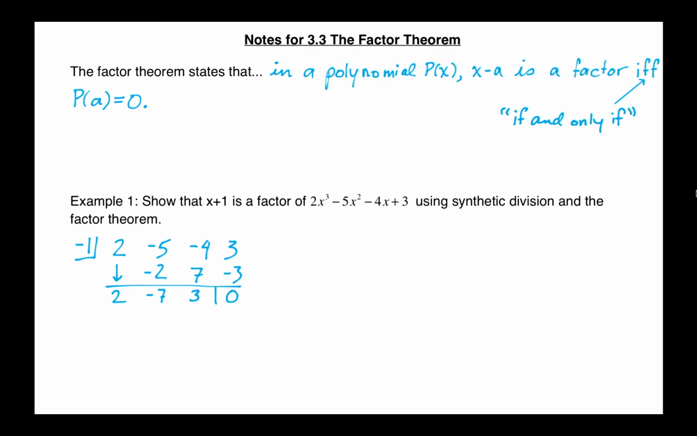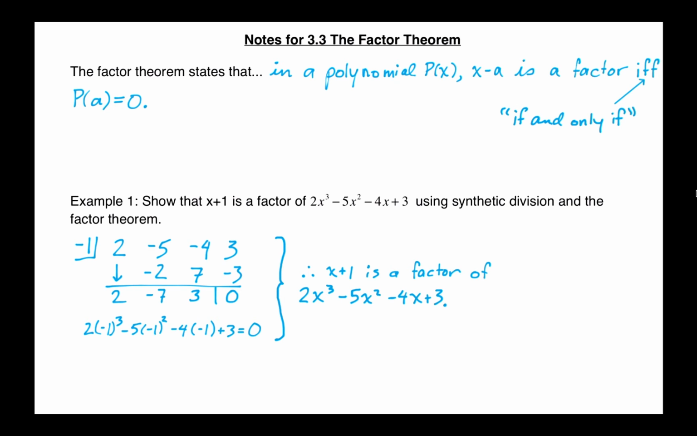Now we can also substitute negative 1 into the polynomial and evaluate. And here we find that the value we get is also 0. So again, this is a remainder of 0. And when we have a remainder of 0, this means that x plus 1 is a factor of that cubic polynomial.